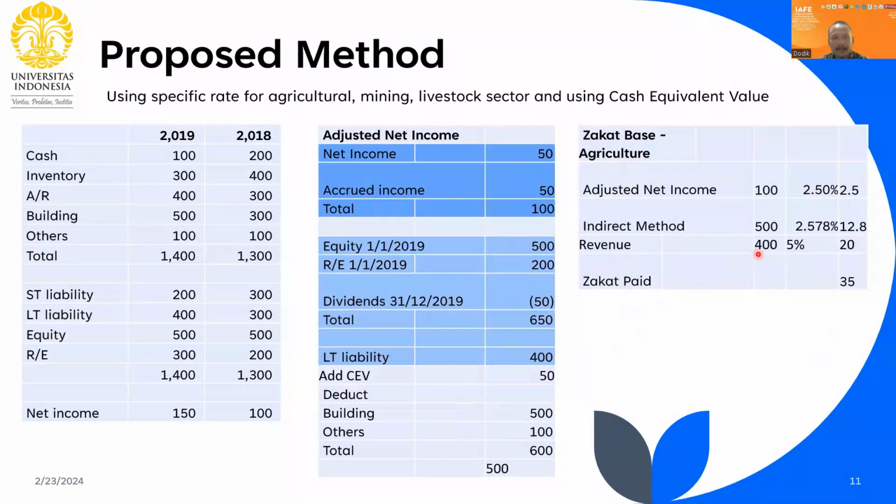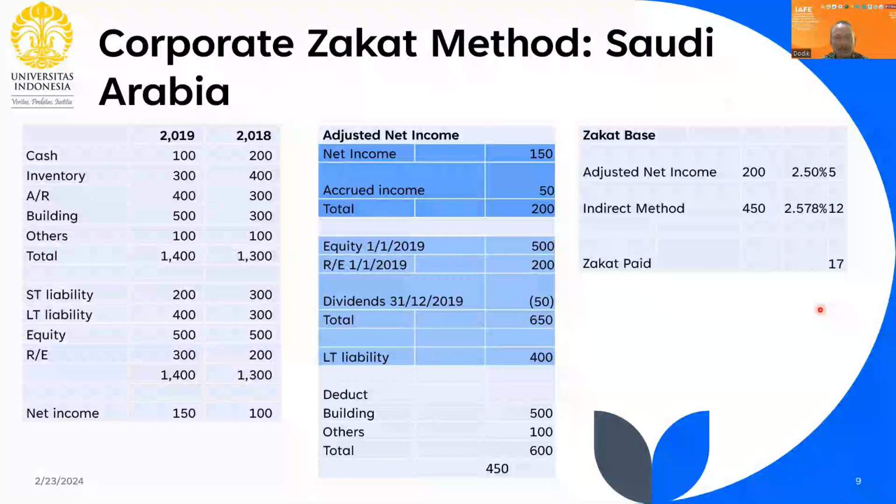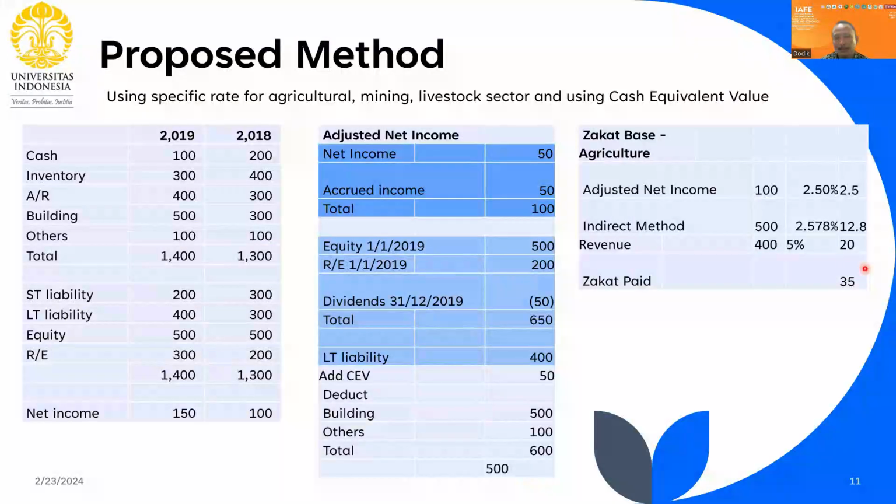And the revenue. So for agricultural, mining, and livestock, it is based on the revenue basis, 400 times 5%. Why 5%? Because for agricultural they have a different rate. So the total is 35. So it is different from the Saudi Arabia method. There it is only 17, but here, as our research proposes, the total zakat paid is 35.